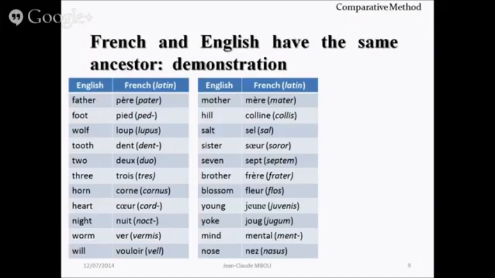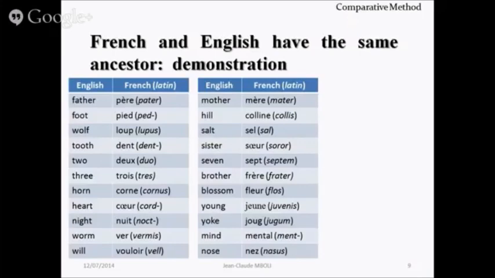And so if we look at, for instance, this left table here, we're comparing the words in English to the words in French. And so the word father is the word père in French, and in Latin, what we have in parentheses, pater. The word for foot is pied; you see ped in Latin. Wolf is loup, lupus in Latin. Tooth, dent. Two, deux, duo. Three, trois, tre. Horn, corne, cornus.